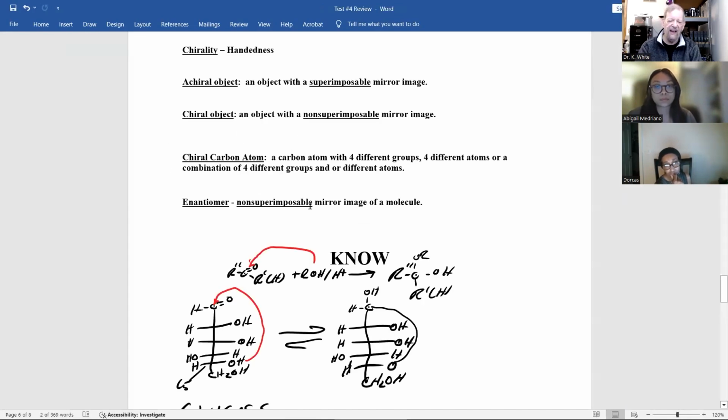Now, the next thing I talked about, which is important, are enantiomers. Enantiomers are non-superimposable mirror images of a molecule. So if I were to ask on a test, draw the enantiomer of this, what do you do? You draw the mirror image.